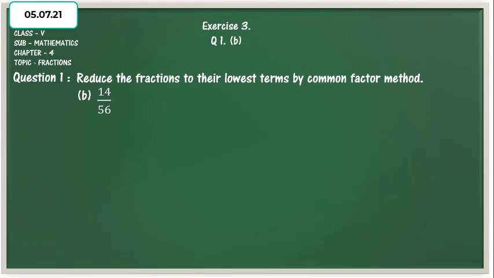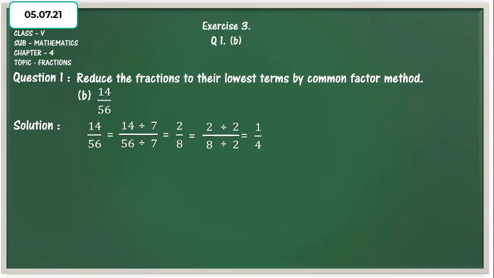Let's try one more question. Exercise 3, question number 1, B. Reduce the fractions to their lowest term by common factor method. We have already studied this method, so let's try to solve the question. The fraction is 14 by 56. So we will divide the numerator and denominator both by a common factor. Let's take a common factor. Here I am taking the common factor 7. So 14 divided by 7 gives us 2 and 56 divided by 7 gives us 8. So we got the fraction as 2 by 8.